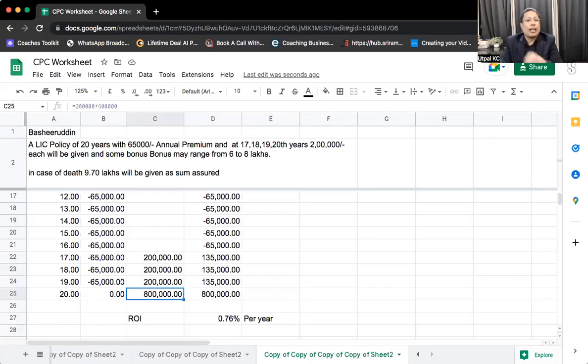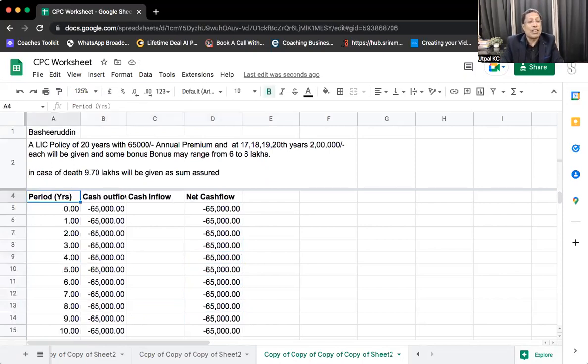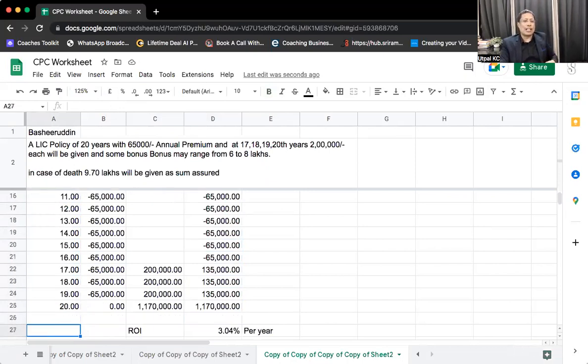Okay. In case of debt, 9.7 lakhs. If you consider 9.7 lakhs, how much will it be? In case of 9.7 lakhs, it comes out to be 3.04%. But 20 is 21. Why is it like this? You always remember, it starts with zero. So when they are saying 21, it's normally a 1 year. There is a concept of beginning of the year and end of the year.